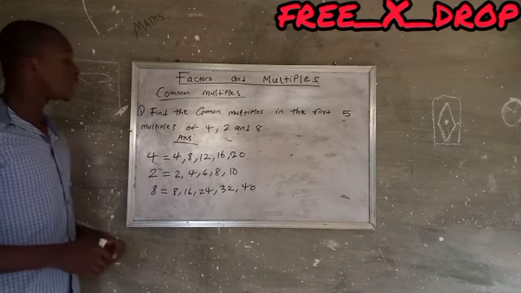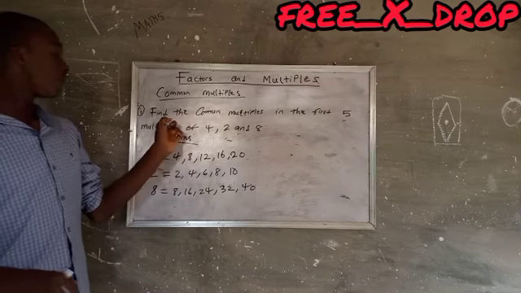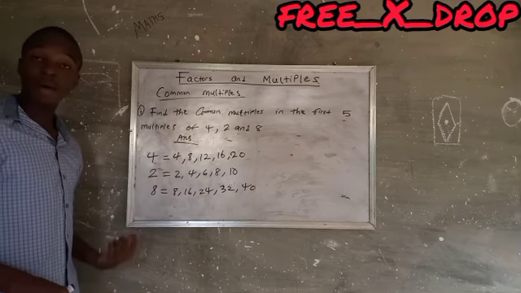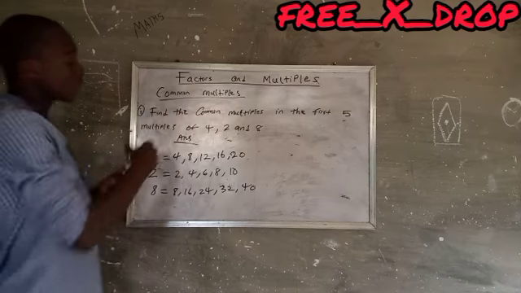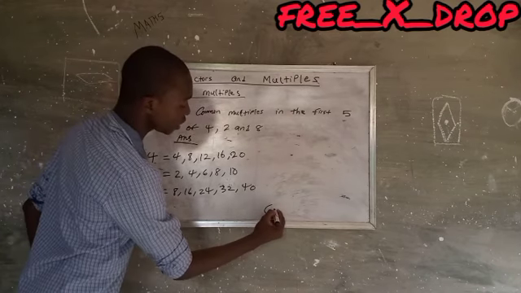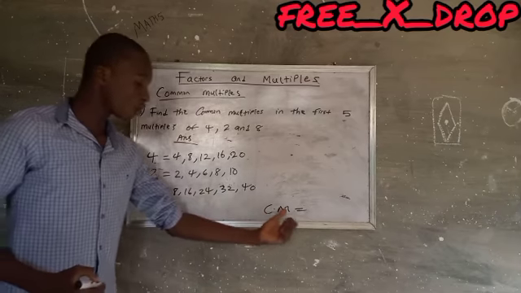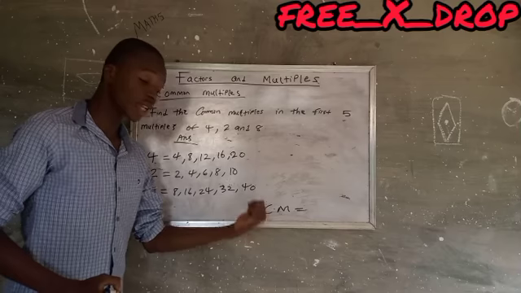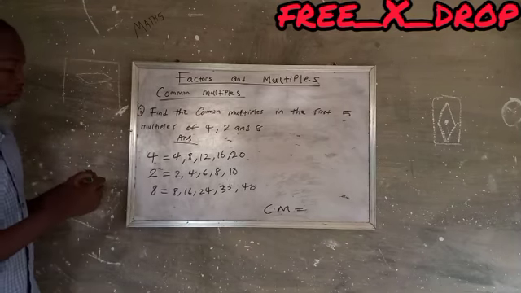So what are we going to be doing now? They did not just say find the first 5 multiples. If they just said find the first 5 multiples of 4, 2, and 8, these are our answers. But they went forward and said find the common multiple, which is CM. For common factor, it is CF. So now this is CM, and I said find the common multiple.